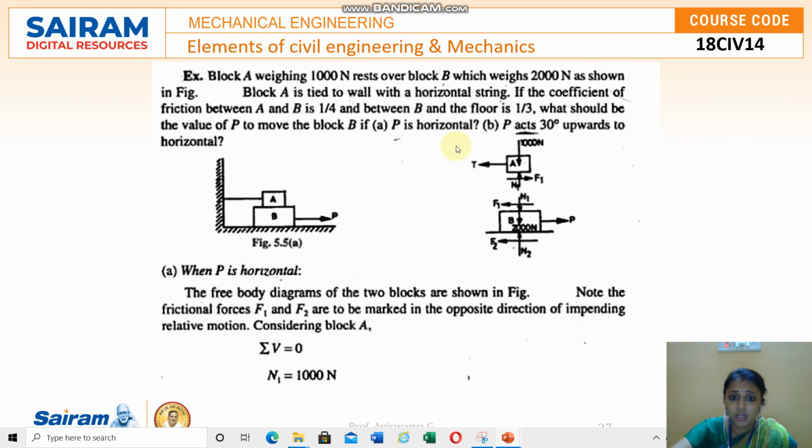As mentioned in the question, we have now got the answer for P horizontal and for P acting 30 degrees upward to the horizontal. You have to make the FBD properly, step by step.